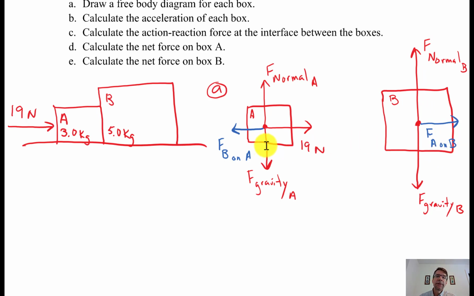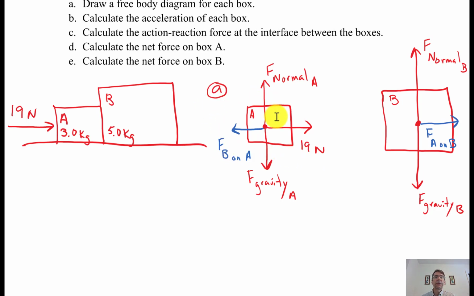Go back over to here. Like this 19 newton force. You could say that that is the force of hand on box, if there's somebody's hand pushing the box. Hand on box. Hand pushing box, if you want to get rid of the preposition, but it's a three-word phrase. Hand on box.